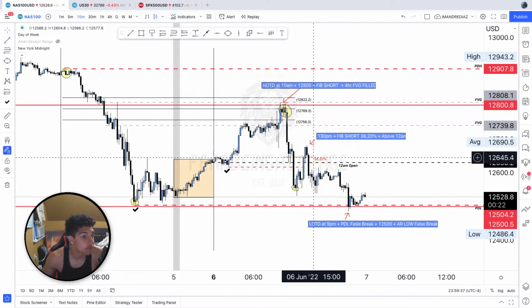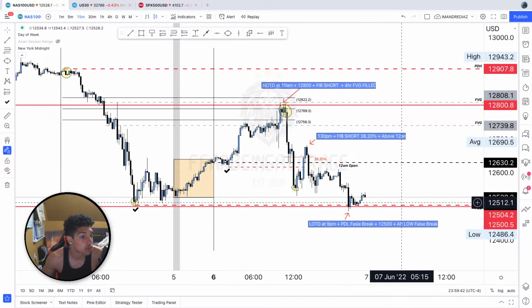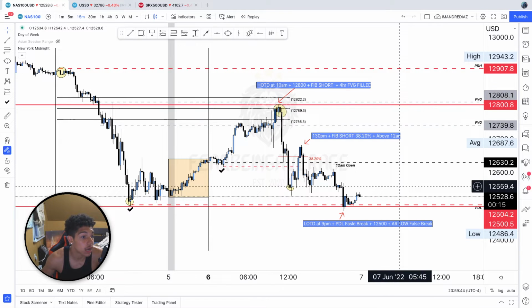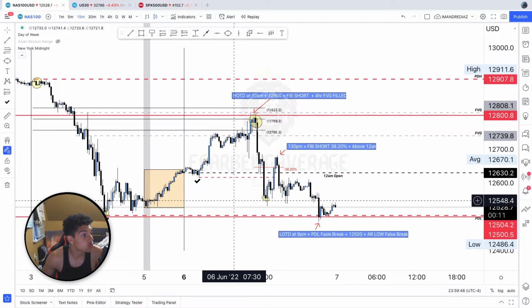Open. Then from there, we dropped below, consolidated a little bit before eventually targeting the previous day's low and making the low of the day at 12,500 after clearing the previous day's low along with clearing the Asian session low. So that is what then happened today.